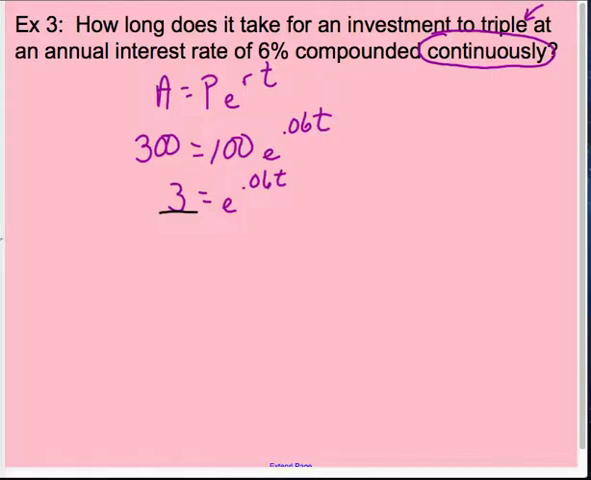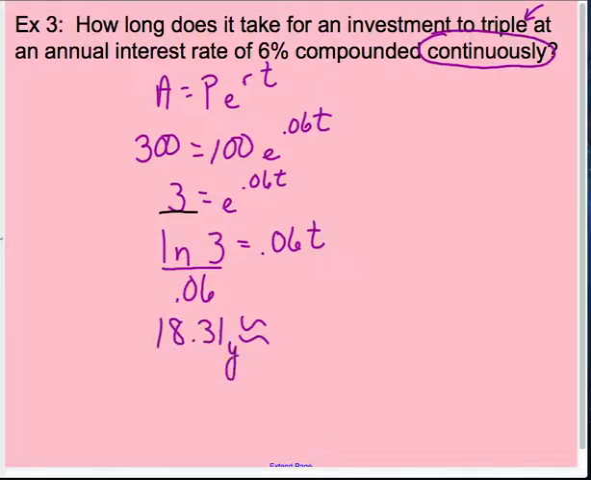So then to finish up, to cancel the e, we'll take the natural log of both sides. And to solve for t, we'll divide both sides by our interest rate. And I got about 18.31 years.